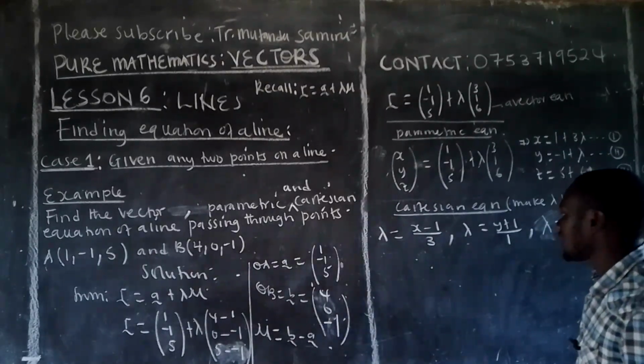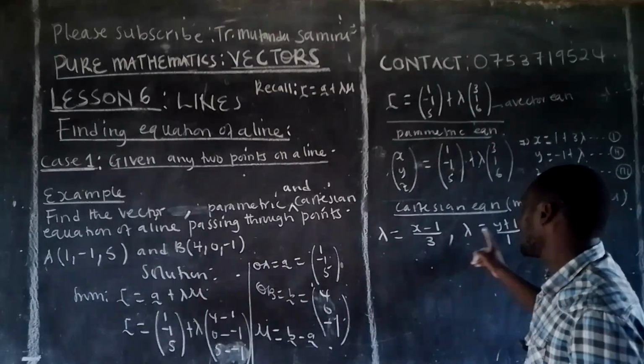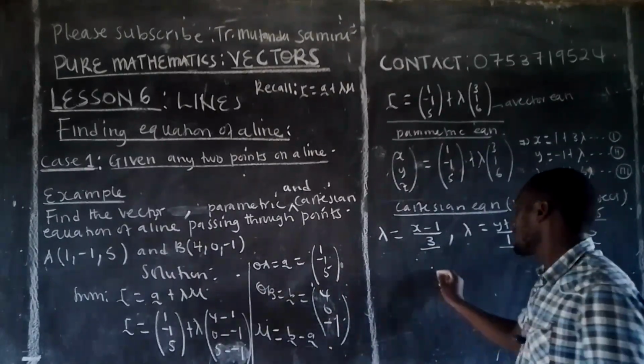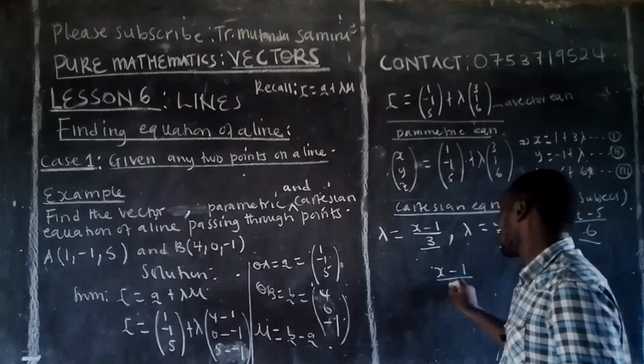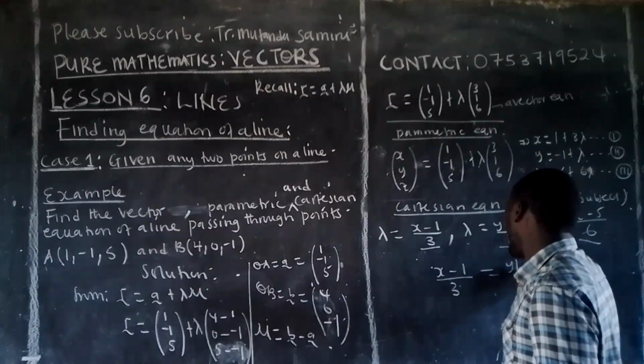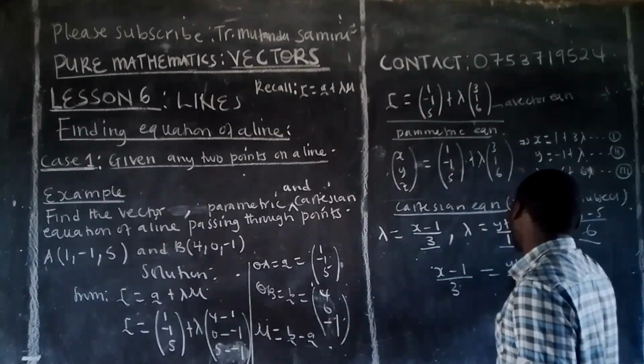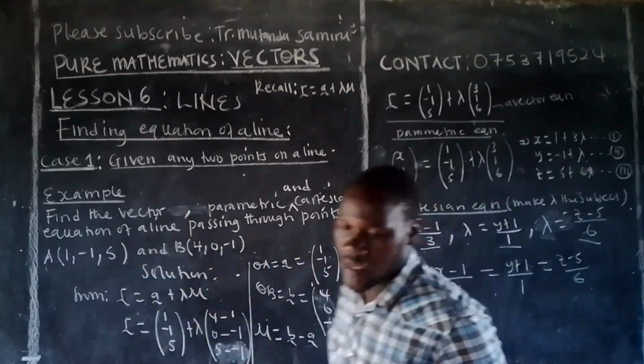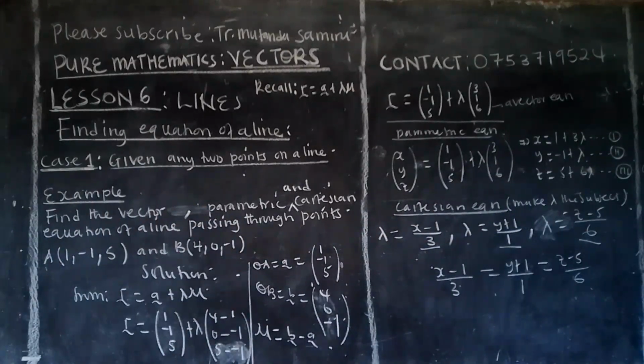That's what we have. Now, to get a Cartesian equation, lambda is equal to that, lambda is equal to this, lambda is equal to that. So what you do, you equate this equal to that and equal to that. So therefore, we shall have x minus 1 over 3 is equal to y plus 1 over 1 is also equal to z minus 5 over 6. And now that is our Cartesian equation.